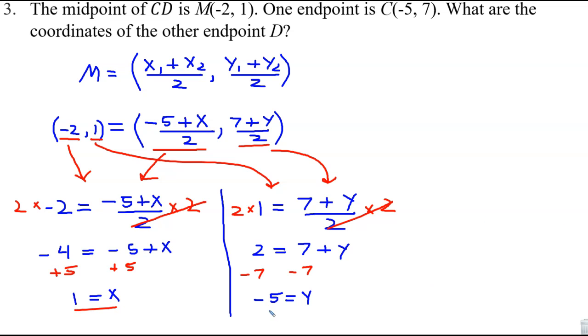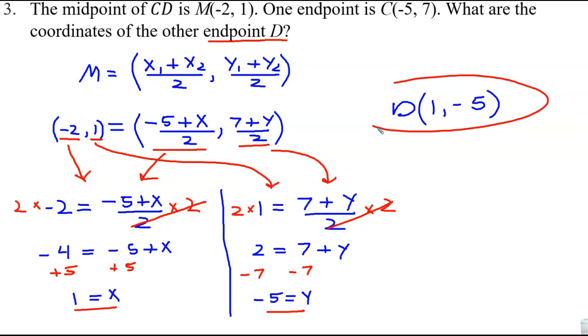So we have the x, we have the y. We now know the endpoint D. We can say D is at coordinates 1, -5. And if I want to check this one, I suppose I could plug the endpoints C and D into my original midpoint formula, and I would get the midpoint they gave me when it's all said and done.